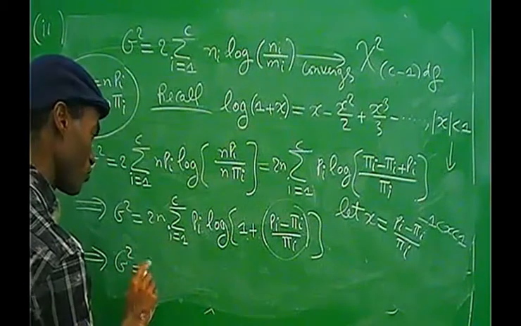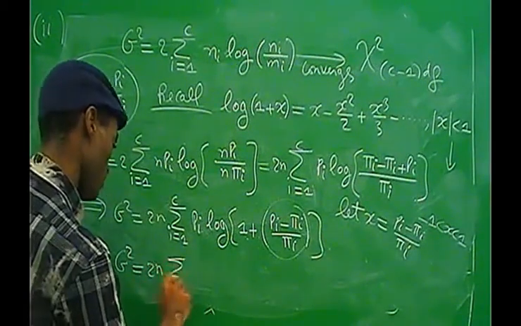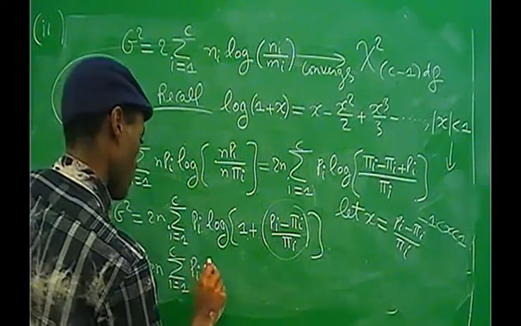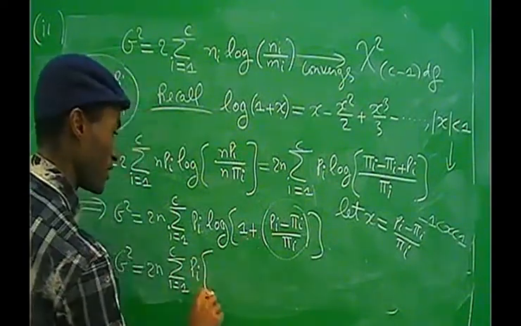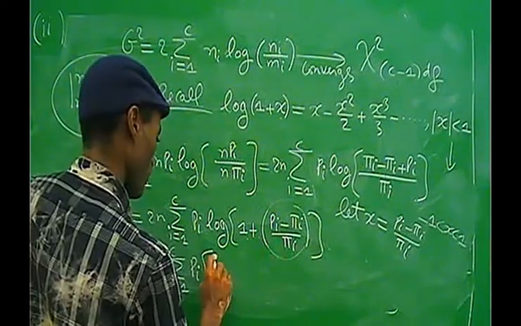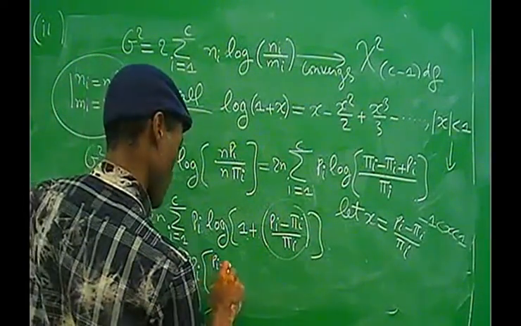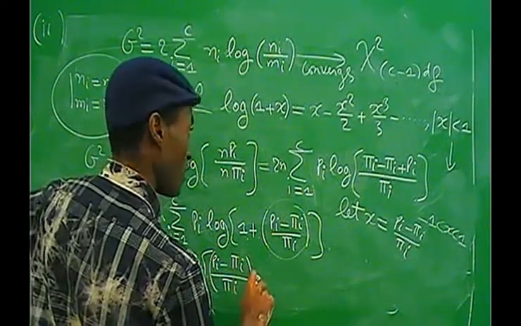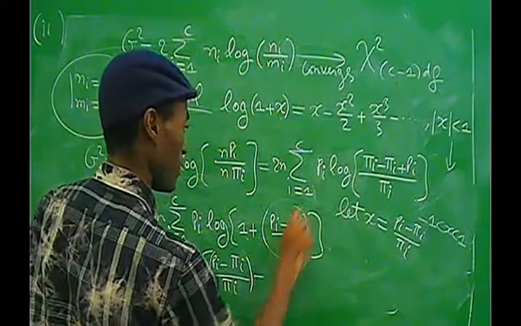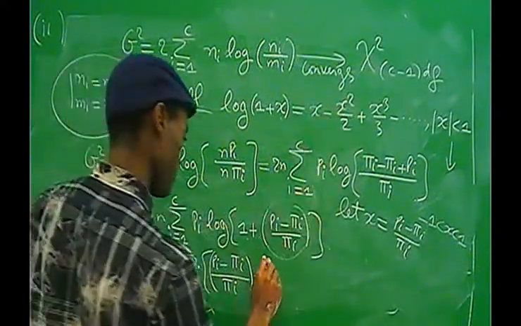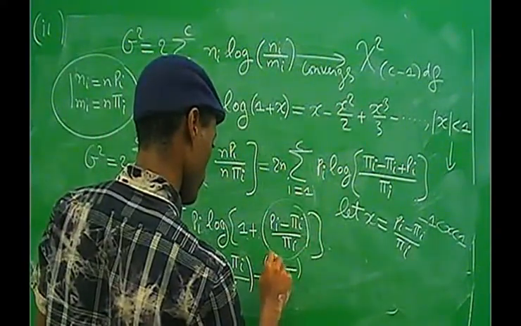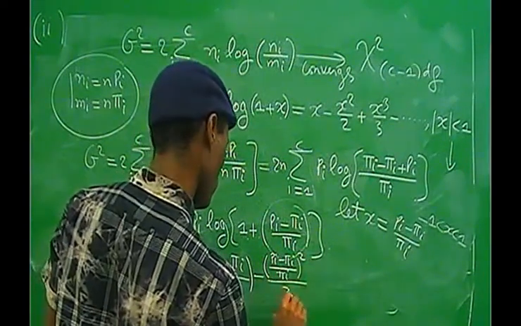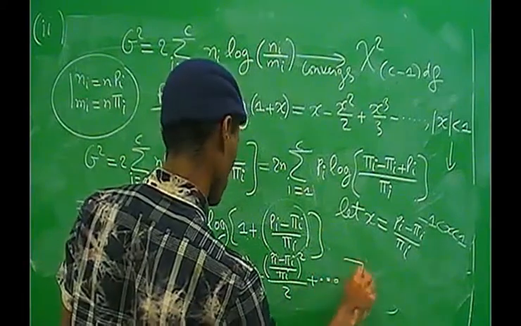Just a minute. So this is G squared equals 2n, sum i equals 1 to c. Now I'm writing the formula for x. So you have pi i, times pi minus pi i over pi i, minus the same thing squared over 2, right? Over 2. And then you neglect the rest.